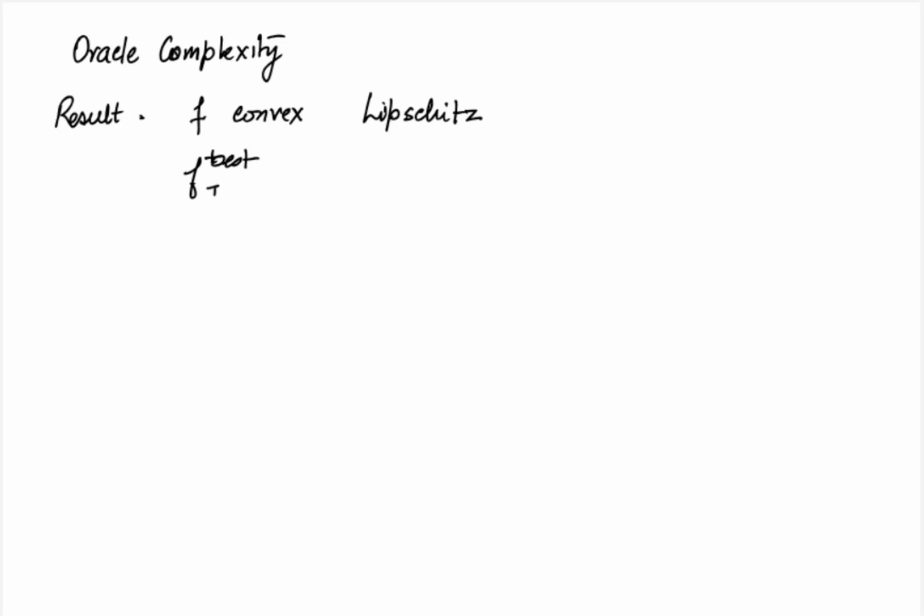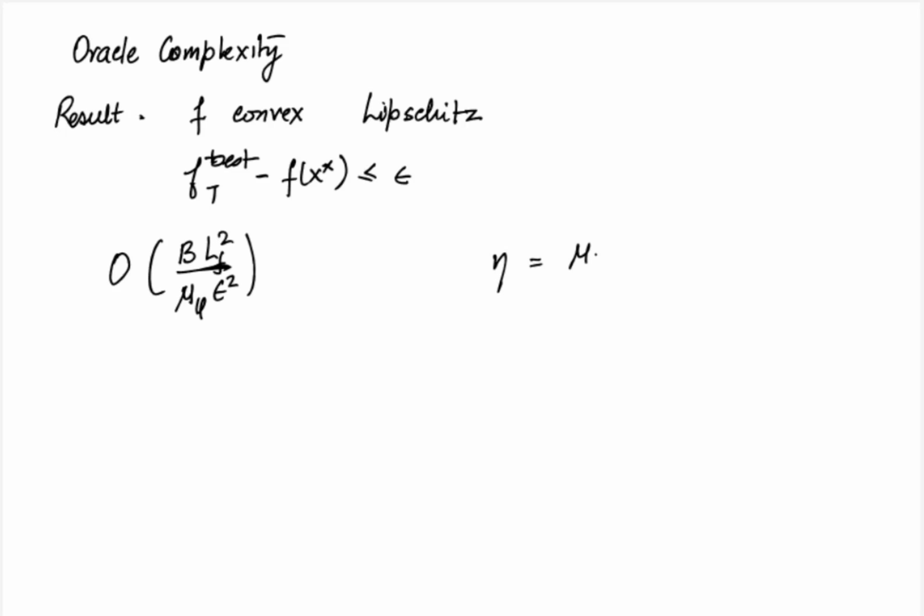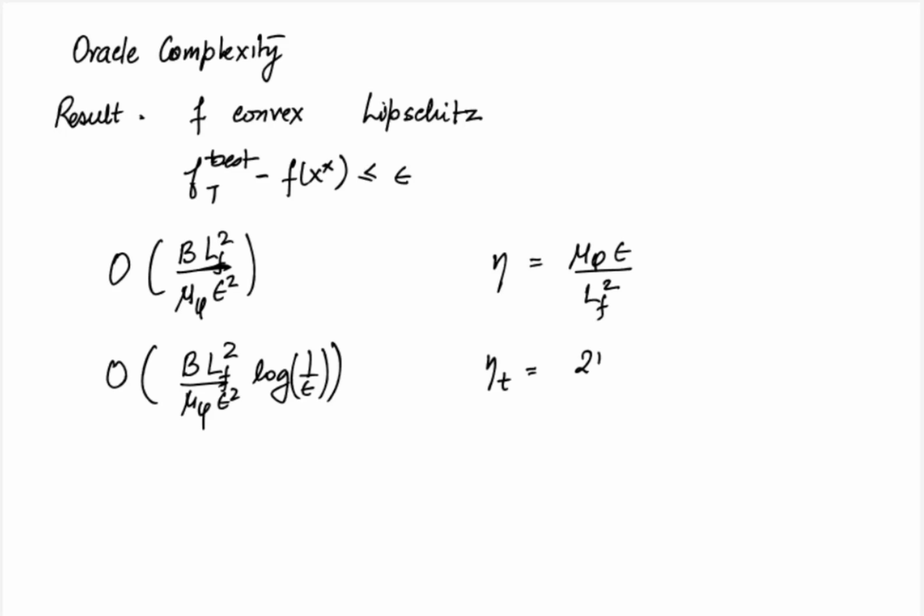Now we state the first oracle complexity result. Which is that for f convex and Lipschitz, the number of oracle calls in order to ensure that the best optimality gap is less than epsilon is given by order b L_f square by mu_phi epsilon square, for step size eta equal to mu_phi epsilon by L_f square, and order b L_f square by mu_phi epsilon square log 1 by epsilon for step size eta_t equal to square root of 2b mu_phi divided by L_f square small t, where b is such that D_phi of x star comma x_1 is less than or equal to b.